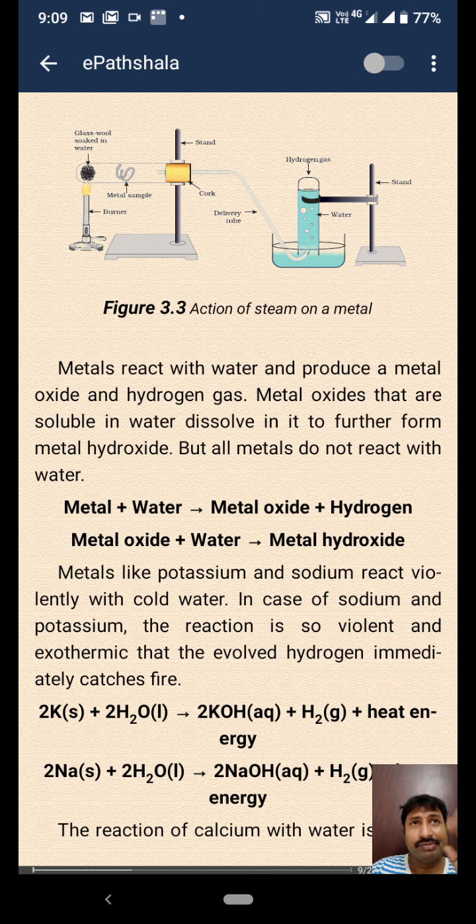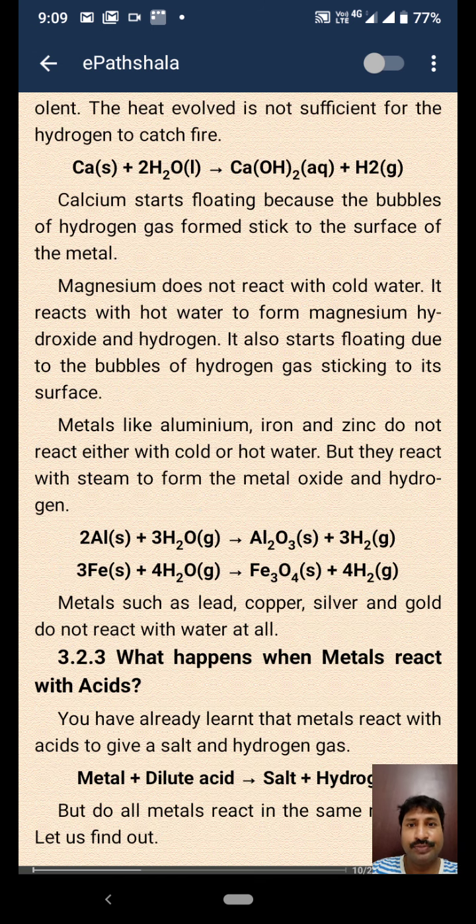See, potassium reacts with cold water itself, and it gives out an enormous amount of heat, like sodium too. Calcium reacts with water and gives calcium hydroxide. Aluminium reacts with water in the gaseous state, which is steam, and gives aluminium oxide. Iron reacts with water in the gaseous state, that is steam. Okay, you have to keep that in your mind.